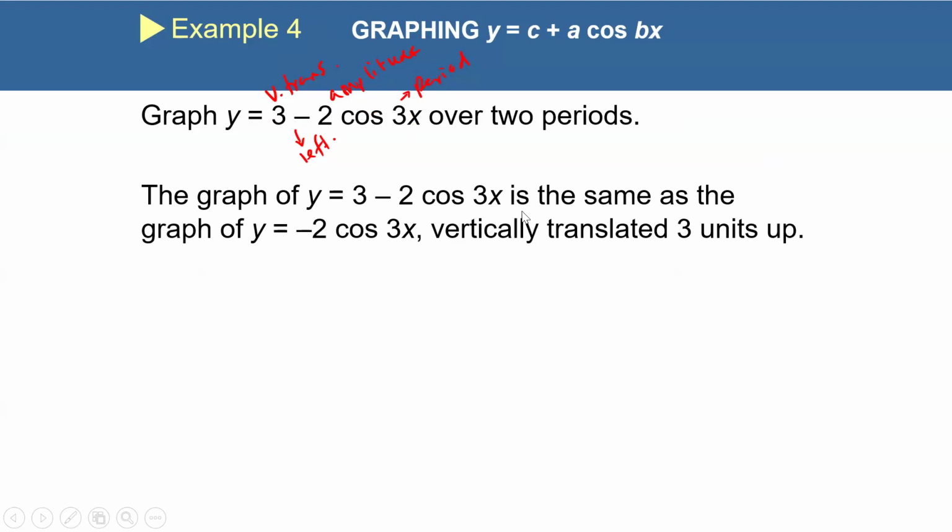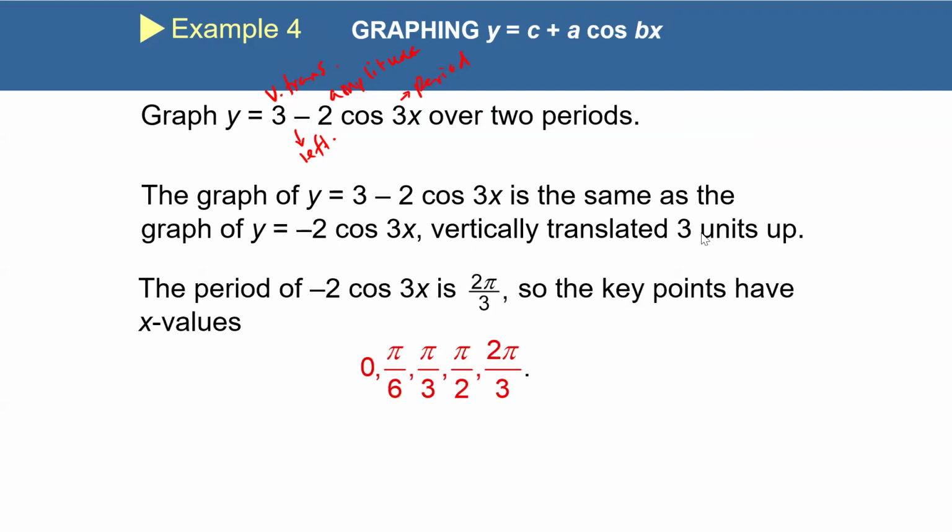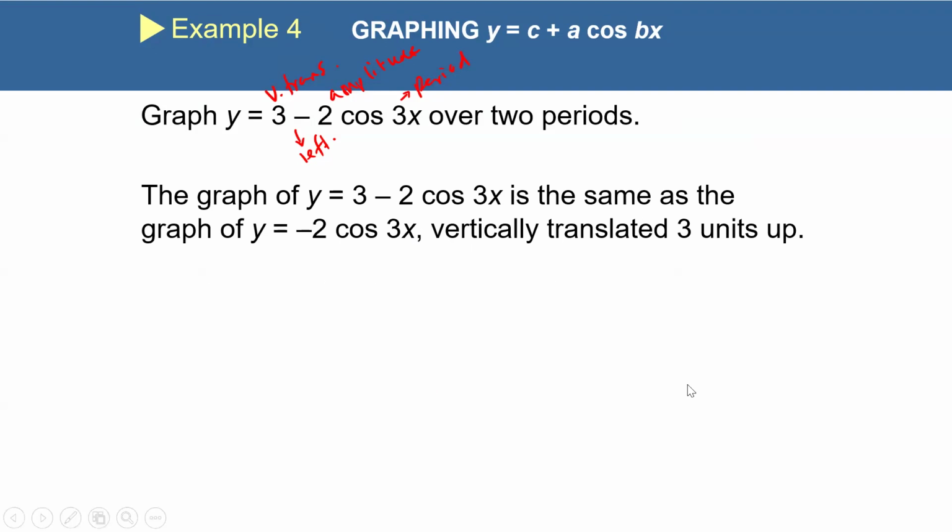y equals 3 minus 2 cosine 3x is the same as y equals negative 2 cosine 3x, vertically translated 3 units up. So it's the same graph, just shifted 3 units up. So we're going to first figure out what that puts our range at.